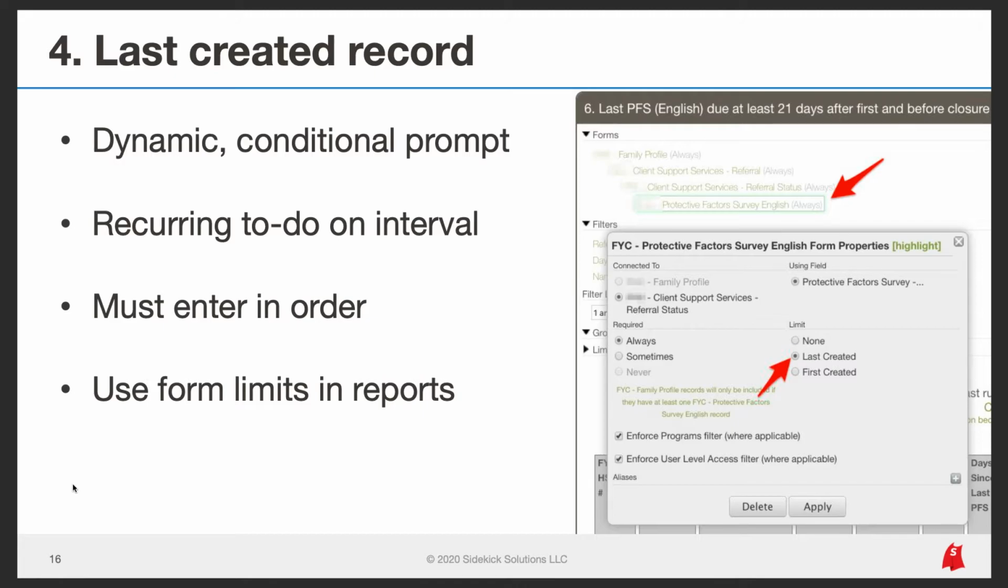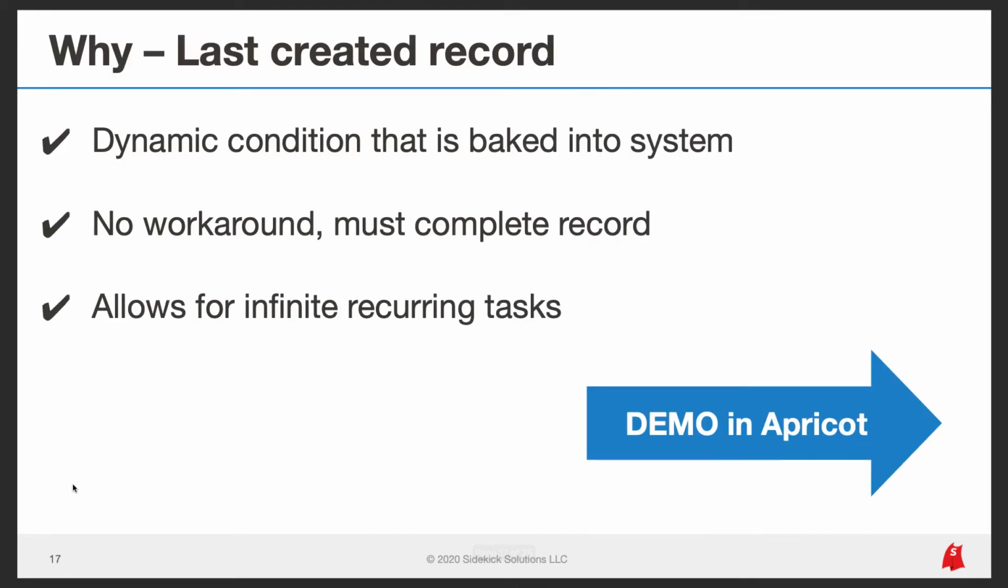The next solution is a to-do based on the last created record of the same type. The last created record option is a dynamic conditional prompt that's baked into the Apricot architecture. Users cannot overwrite or circumvent this style of to-do. The system automatically identifies the next action based on the previous action that was completed. So why does this matter? No manual action is needed.